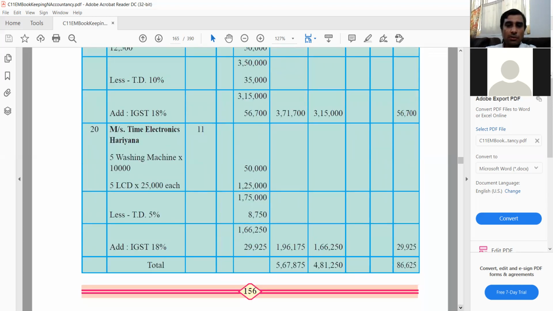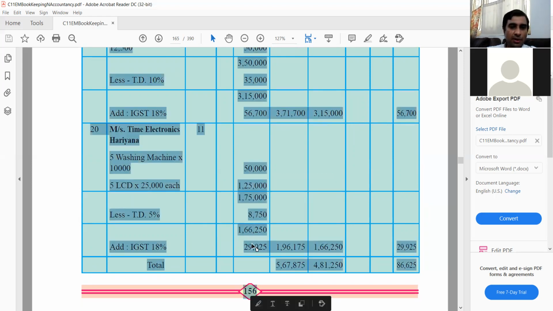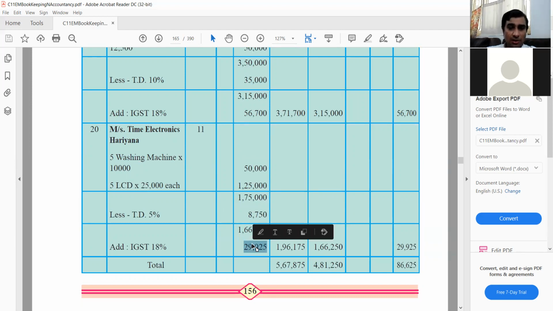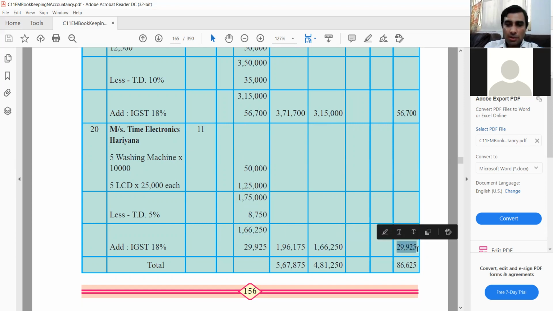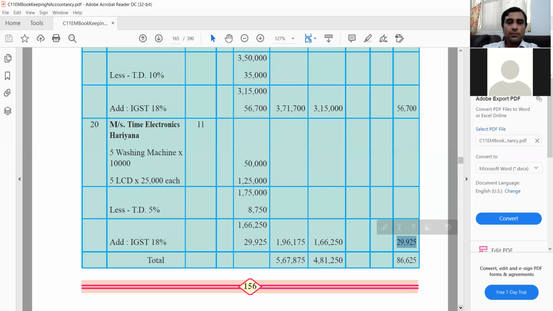Okay. Now, the second example also, right? Five LCDs, five washing machines at 10,000. So 50,000, five LCDs, 25,000 each, 1,25,000, 1,75,000. Trade discount is 5%. So 8,750. So this is 1,66,250, 18% GST, IGST has been recorded here. And the total is so and so. The purchase amount will always still be the same, 1,66,250. That is this, and the IGST is here. Okay.